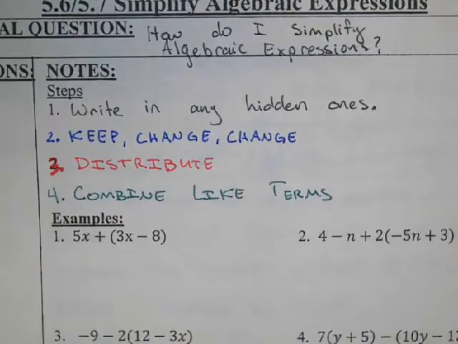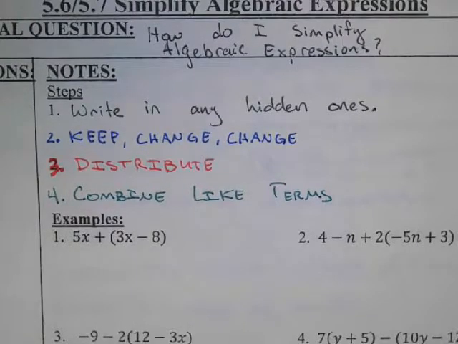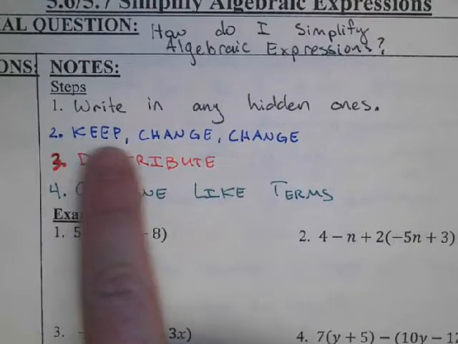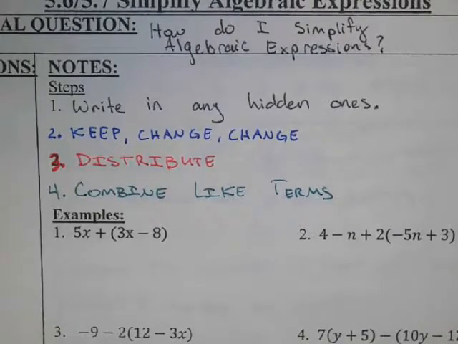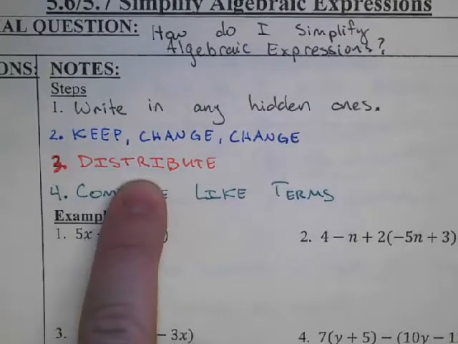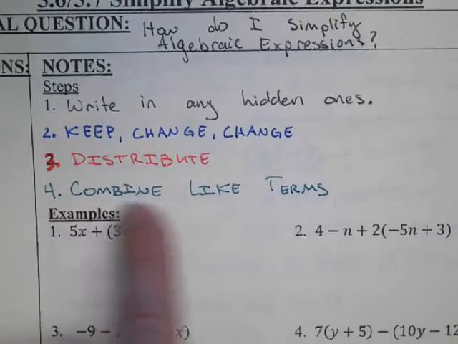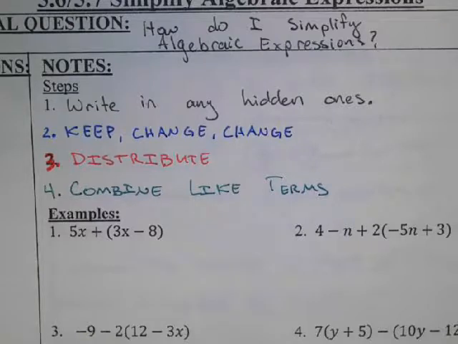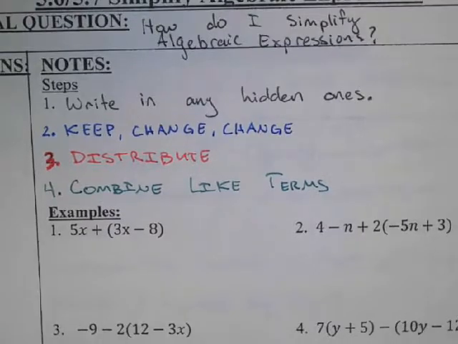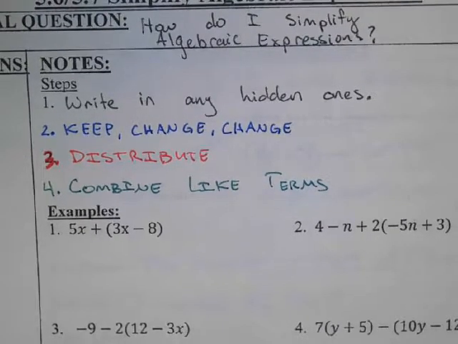So we'll write any hidden ones where we need them. That's usually the case where we have a parentheses with no number in front of it, or a variable with no number in front of it. That's when we'll write in that hidden one to help us keep track of stuff. Then we'll keep, change, change, turning subtraction into addition, and the term coming after the subtraction into its opposite. Then we'll distribute. That's when we do our rainbows to multiply, and then we'll combine our like terms by combining variables that are the same, combining their coefficients, and then we'll combine constants. That's our numbers without any variables.